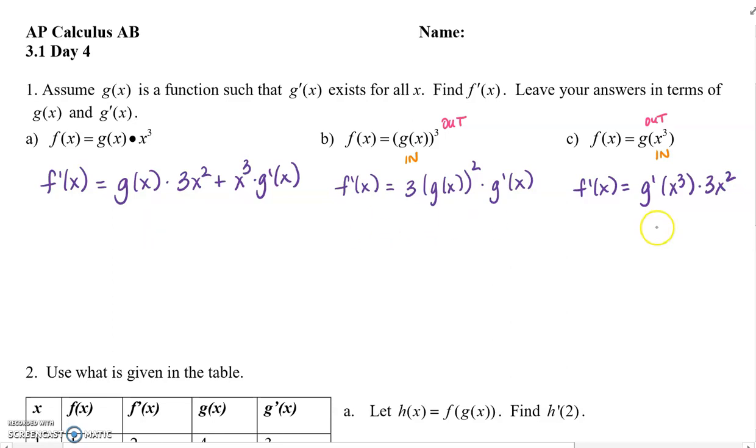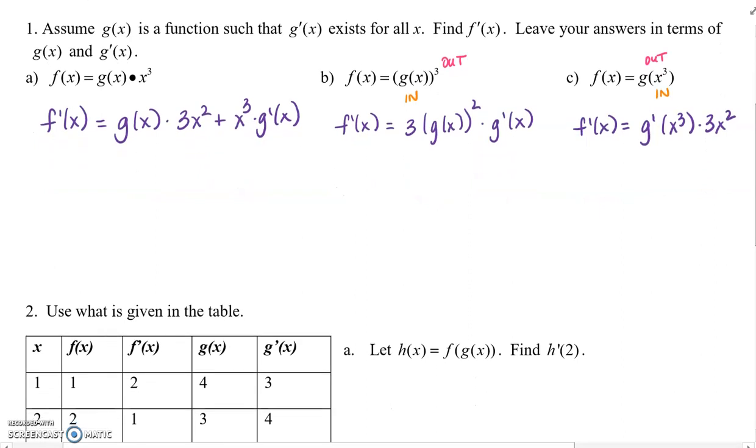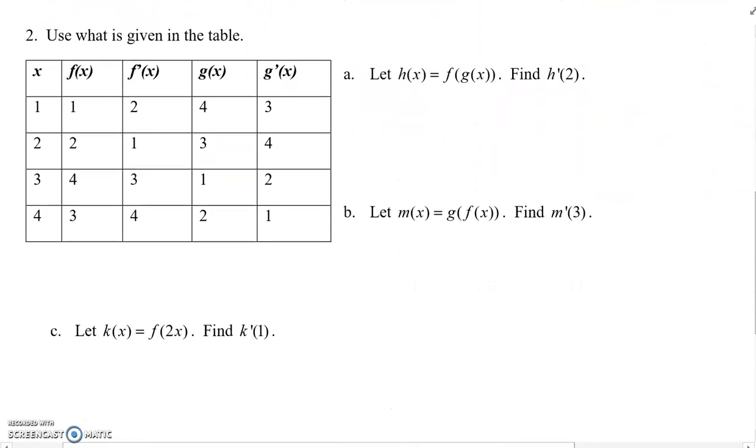So I give these three examples to show you that they all kind of look the same, but each of them is approached differently. So the first one is a product rule and the second two are chain rule, but even how you approach the chains is different because you have different functions being on the inside and the outside. All right, number 2.